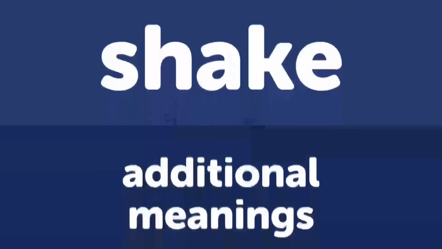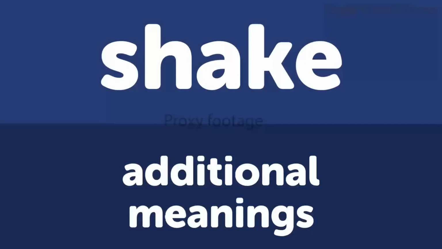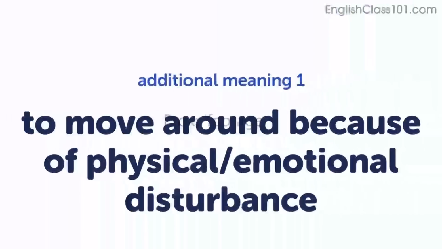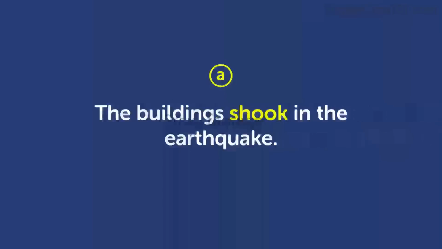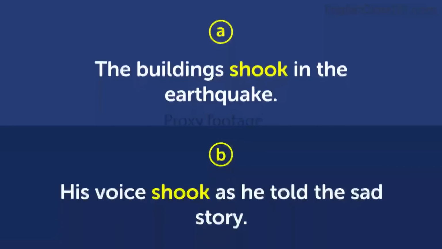So now let's talk about some additional meanings for the verb shake. The first additional meaning is to move around because of physical or emotional disturbance. Some examples. The buildings shook in the earthquake. His voice shook as he told the sad story.